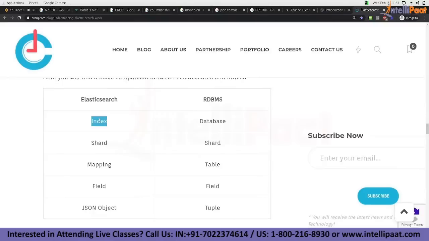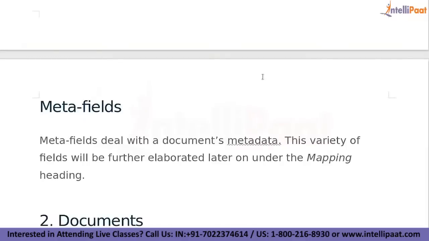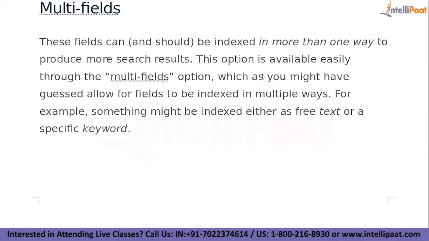And a field is a field. Right now we are looking at this field. Understood? And a multi-field can be leveraged in multiple ways, when we can index in multiple ways. Meta fields are not that important, but multi-fields and fields are the important data you have. Fields are nothing but name, author, value, customer data, whatever it is. And multi-fields are easily available through the multi-field option.